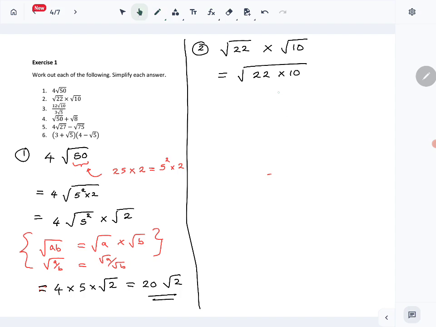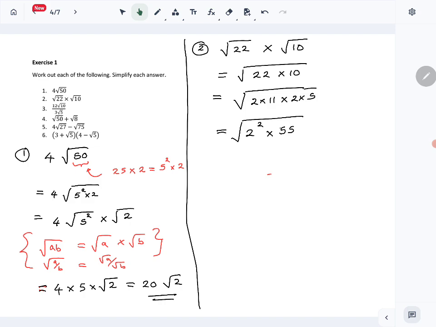Then I need to find a square number inside to get out. So I can write what? 22 in factored form is what? 2 times 11. 10 can be written as what? 2 times 5. So now I can create a square number, no? 2 times 2 is what? A square number, no? 2 squared times 11 into 5. Right. So 11 into 5, we can't simplify further, no? So you can write it as 55.